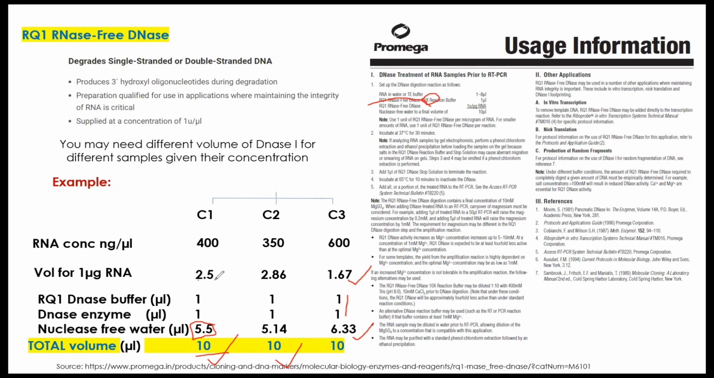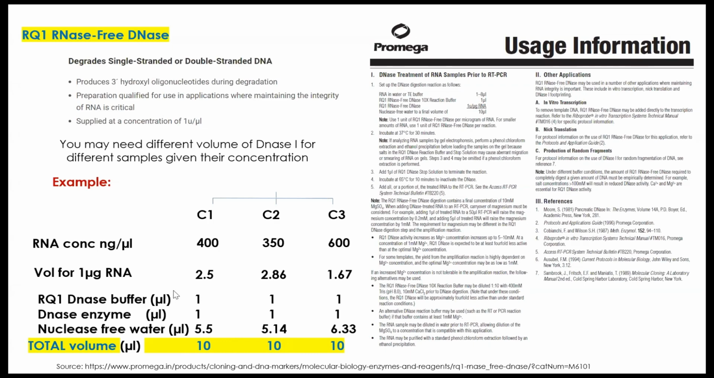The volume of RNA is being compensated by nuclease-free water in order to make a final volume of 10 microliters. So that is how we use RNase-free DNase in our laboratory, right?